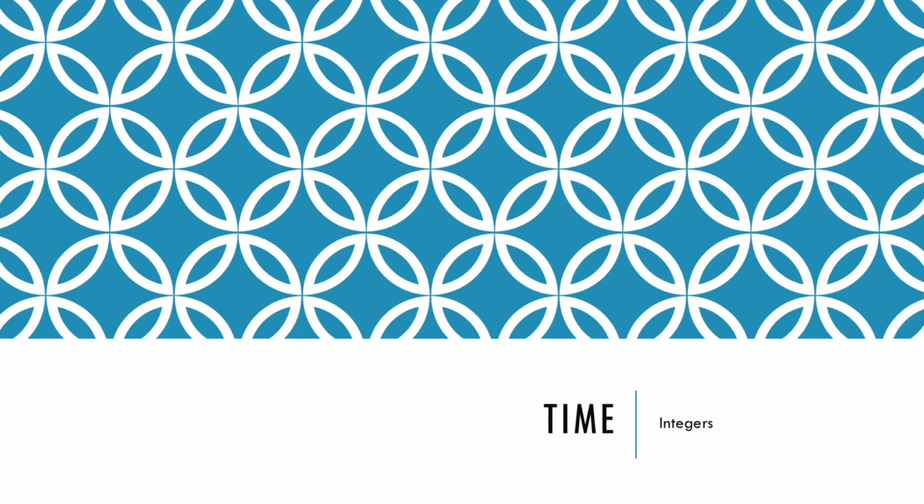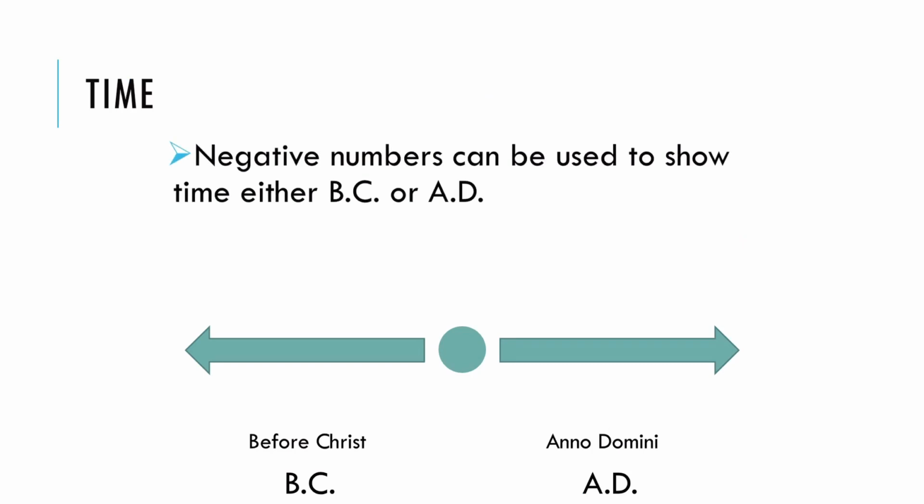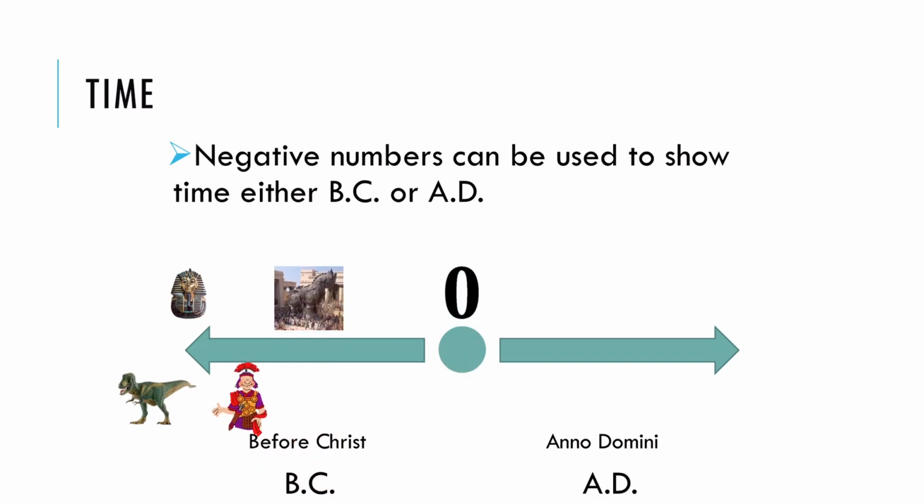Another place that we see negative numbers in real life is time. Negative numbers can be used to show time either BC or AD, okay? So BC stands for before Christ, AD stands for Anno Domini, and that is Latin. Anything in BC terms is negative time and anything AD is positive time. So currently we live in the year 2020 AD, so that would be plus 2020. Anything that happened BC, for instance, dinosaurs, Romans, whatever year that happened in, that would be considered a negative year, okay?